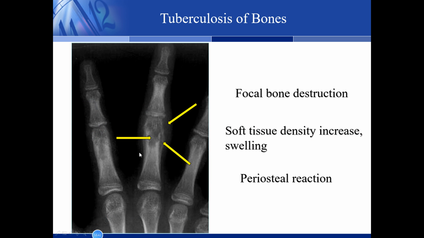And here in the phalanges, we could find the focal bone destruction, and here is periosteal reaction. The soft tissue here is swelling. Density is decreased. So here is the tuberculosis of bones.